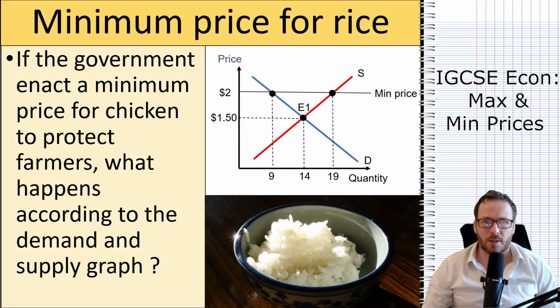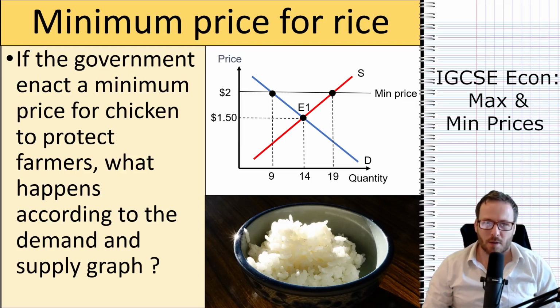So the government have a change of tack. They want to help out chicken farmers. Chicken farmers are struggling. Prices are too low. Farms are closing down. So the government say, you know what? Let's force a minimum price on the chicken. A minimum price above equilibrium. So now we've got an opposite situation here.